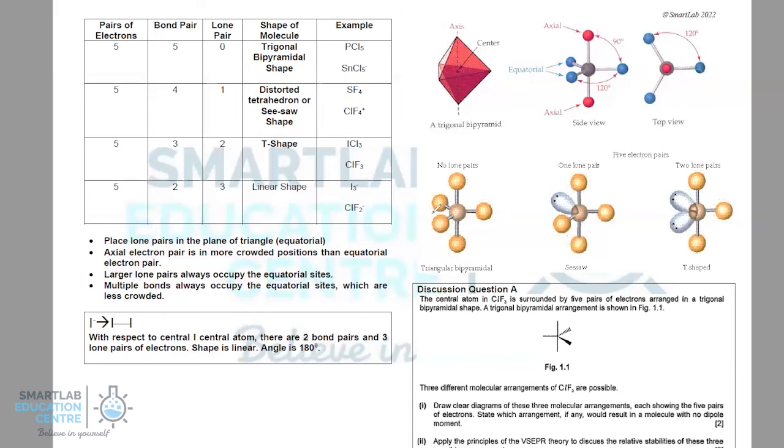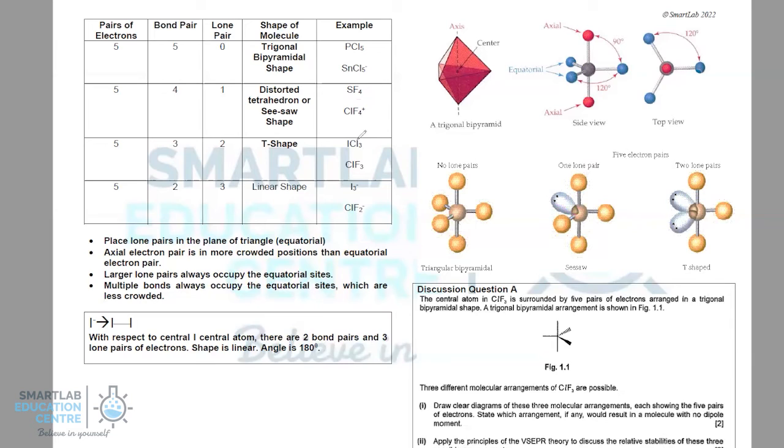So with that, let's take a look at some examples. Look at SF4. For the case of SF4, S is group 16. It has 4 bond pairs with 4 of the fluorine atoms, and sulfur has a lone pair. So with 1 lone pair and 4 bond pairs, the lone pair would now be at the equatorial side. So therefore, you will end up with a seesaw shape.